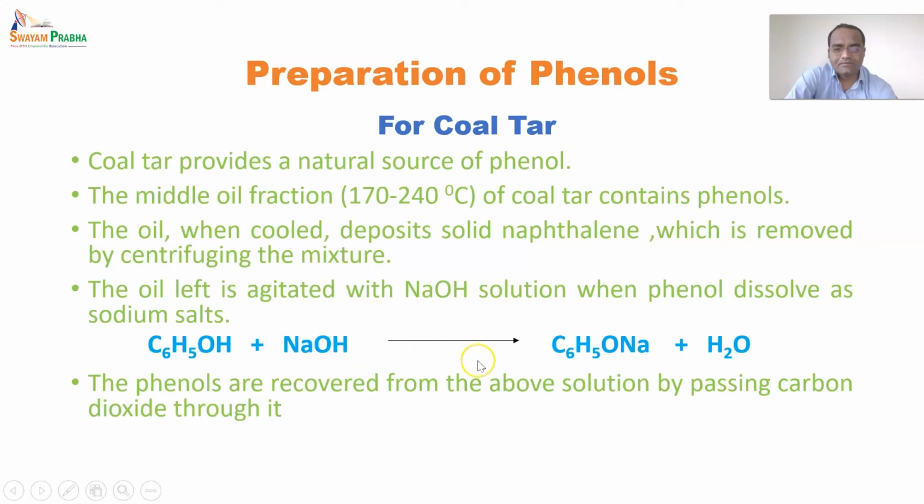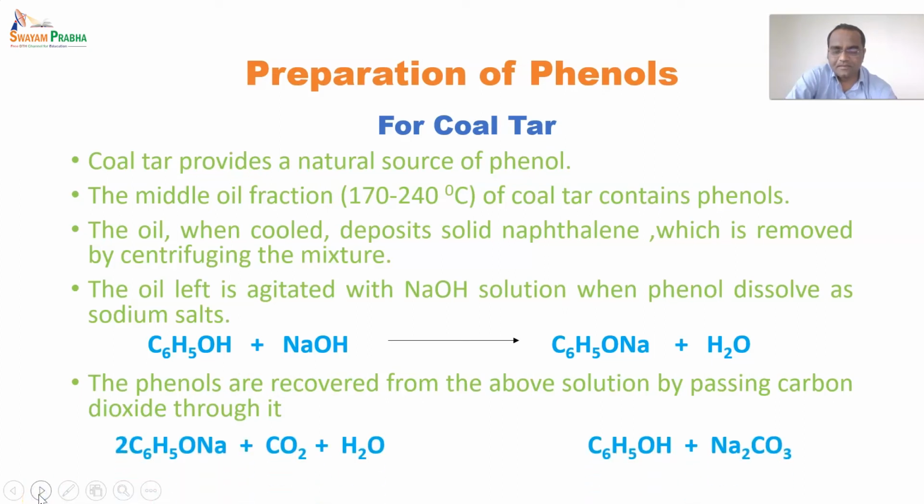So this phenol has been treated with sodium hydroxide, and it dissolves as a sodium salt. As soon as it becomes a salt, it will be more soluble, due to which it dissolves. So phenols are recovered from the above solution by passing carbon dioxide through it. By passing in carbon dioxide, phenol is formed again, and it gives one more byproduct, that is sodium carbonate.